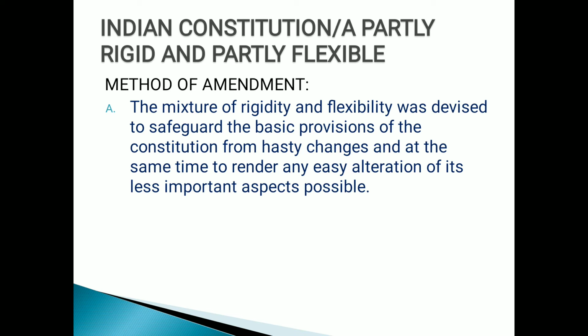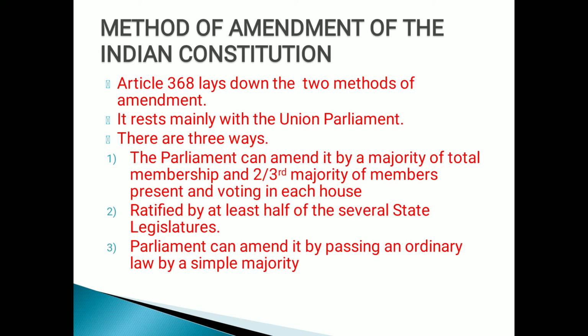So let's start with how the Indian Constitution can be amended. Now, if you see the method of amendment of the Indian Constitution, Article 368 lays down two methods of amendment. First of all, the power to amend the Constitution rests mainly with the Union Parliament. Always remember, class, the sole authority lies with the Parliament, and the Parliament can amend the Constitution.